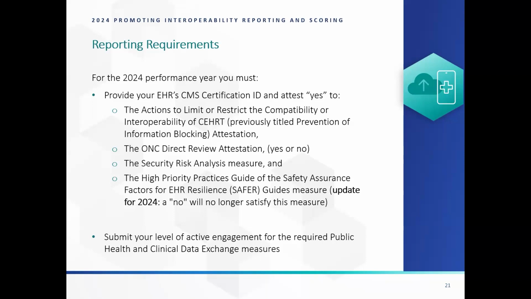As I mentioned, the security risk analysis and for the SAFER guides, it's just one guide. It's the high priority practices guide. And again, you must attest yes and complete the measure. And for the public health measures, there are two required measures, and when you submit your measures, you must also submit your level of active engagement. There are two levels of that active engagement that you can choose from. Next slide, please.